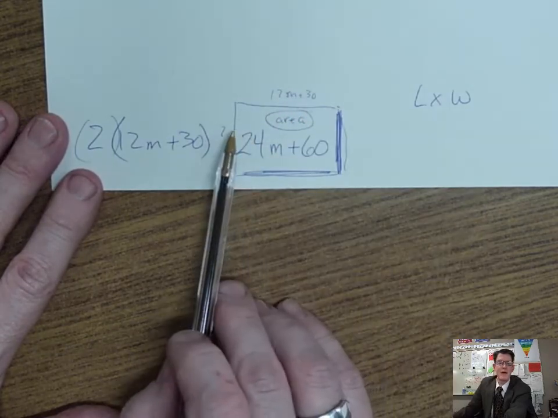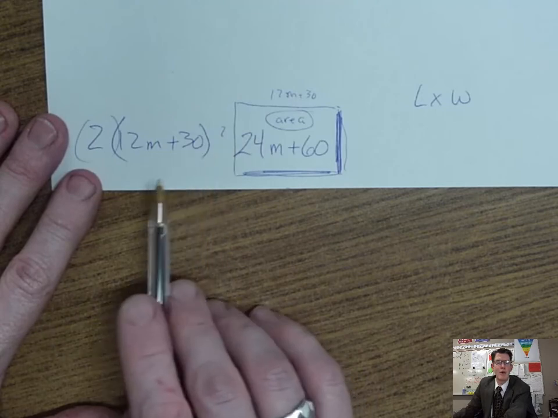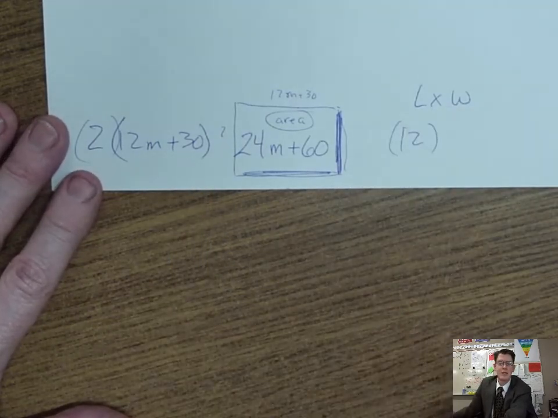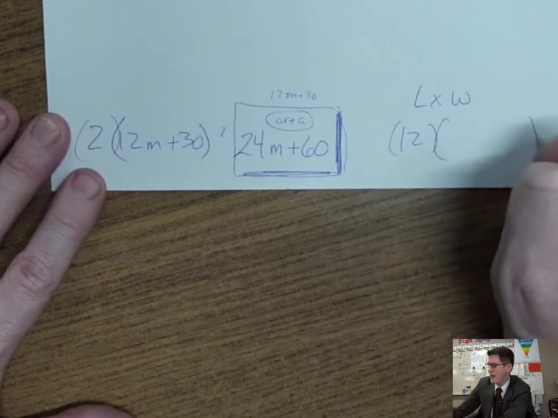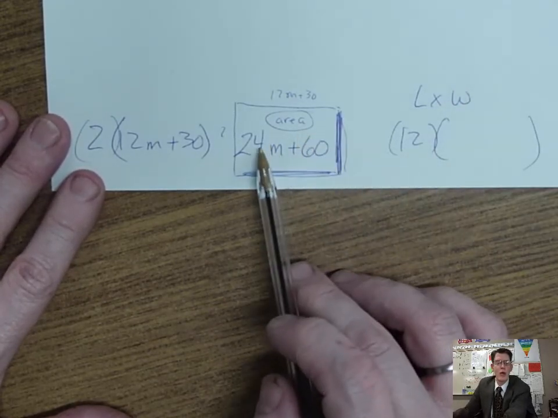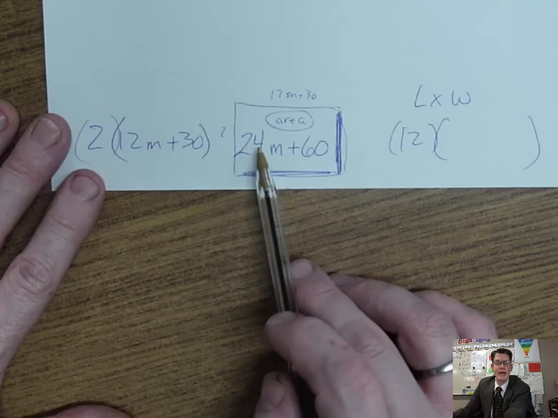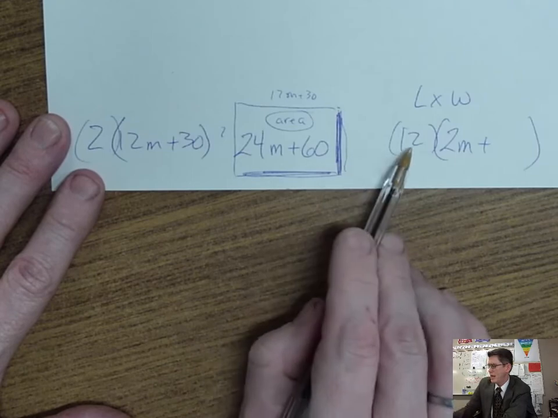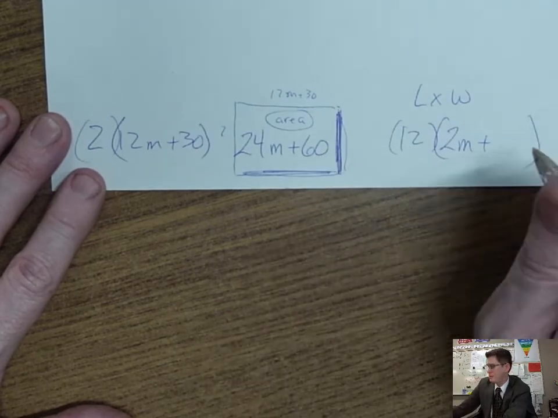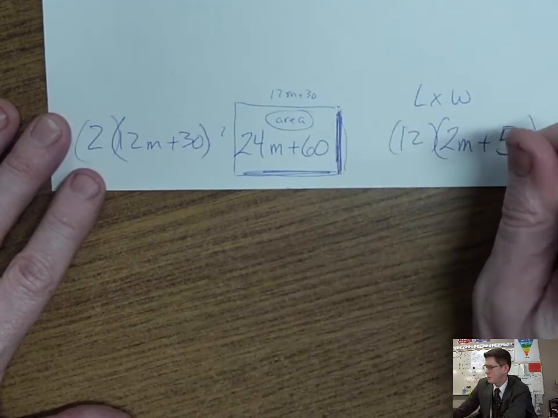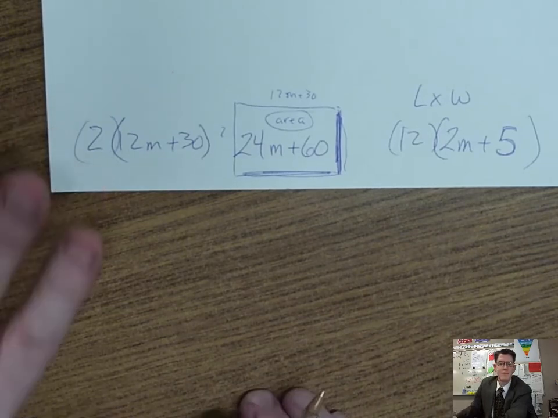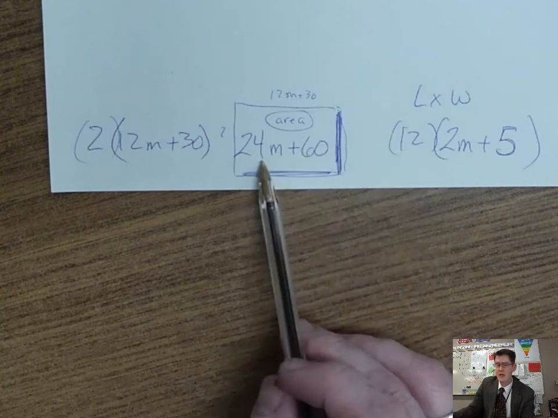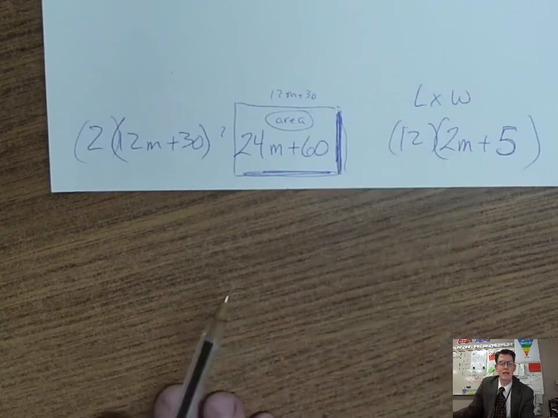But what if I said I want to pull out a certain number? What if I said I want to pull out 12? I want 12 to be the length. Well, they've just given you the greatest common factor. You then simply find the width. So 12 divided from 24m gives you 2m. And then 12 divided from 60 gives you 5. And there you have it. The area factored into a length times a width.